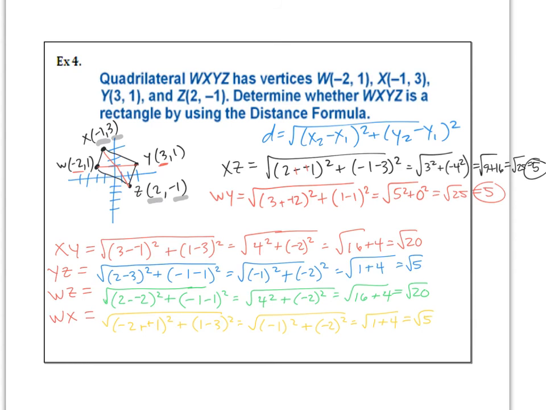Wow, that's a lot of distance formula. But you can see that my opposite sides were congruent. I had 2 sides with length of root 20, and then I had 2 sides with length of root 5. So not only were opposite sides congruent, which makes it a parallelogram, but remember our first 2 distance formulas proved that the diagonals were also congruent. So yes, this is a rectangle.